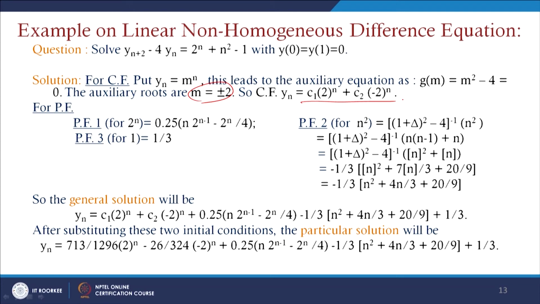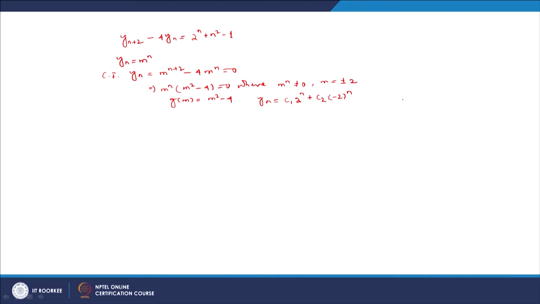Then we will go for the particular function. We have to consider the particular function of y n, which can be expressed as 1 by g of m acting on 2 to the power n plus n square minus 1, and this can be written as 2 to the power n by g of m plus n square by g of m minus 1 by g of m.